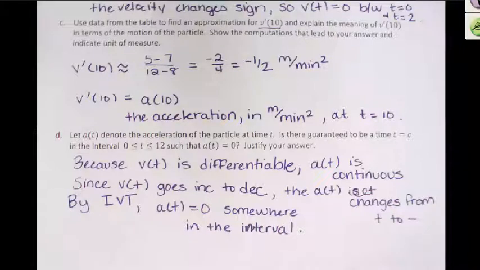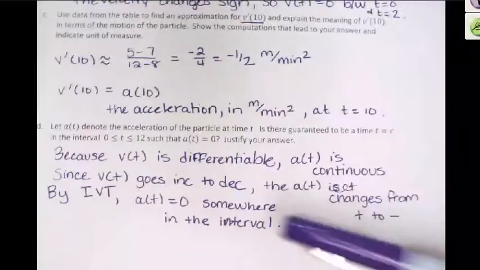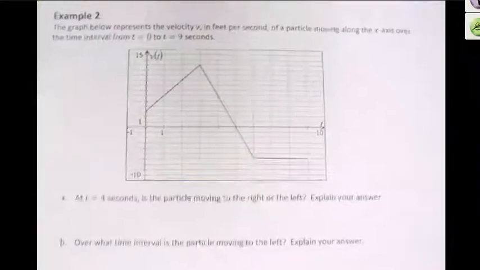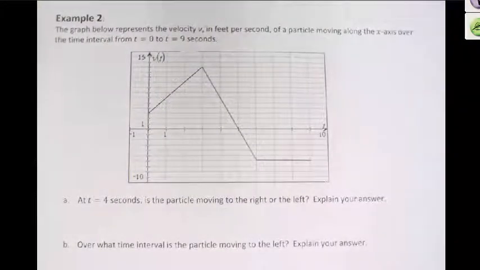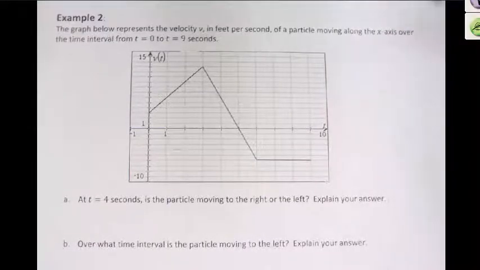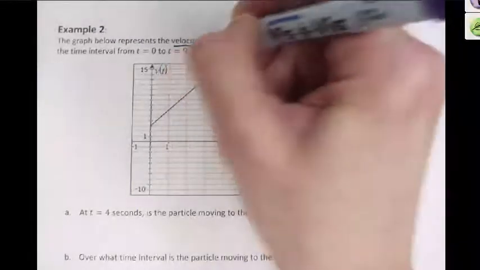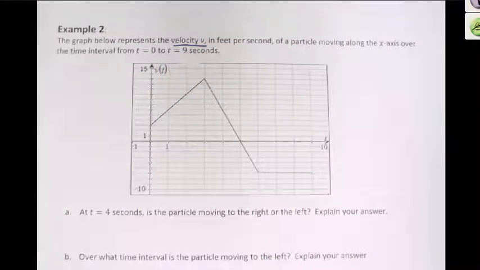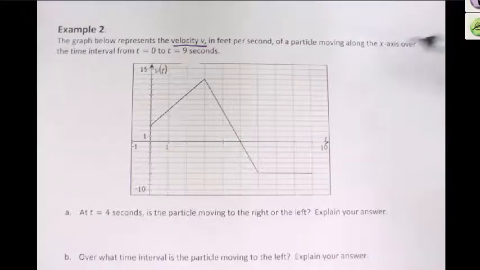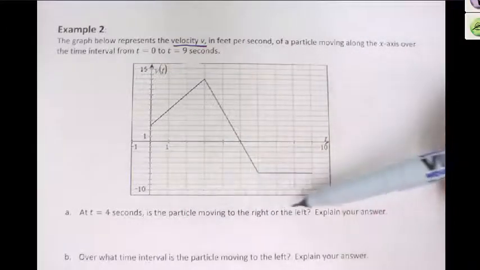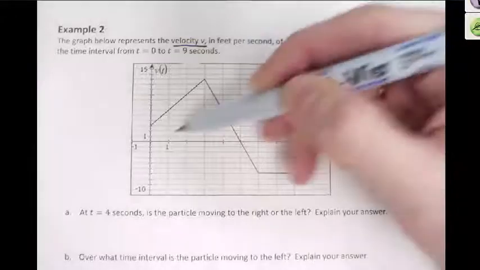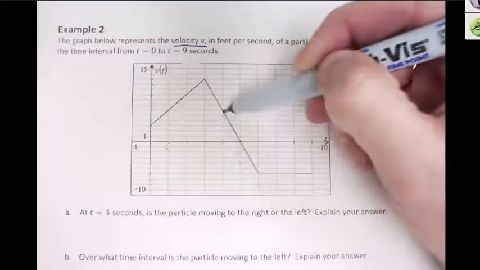Okay, so example 2, that was a table problem. Now we're going to look at a graph problem. And we're going to do a table, a graph, and a function to kind of get a taste of all of them. So if we look at this graph, here we have a graph again of the velocity. Always make sure you read your labels, in feet per second from 0 to 9. It says, at 4 seconds, is the particle moving to the right or the left? So if I look at t equals 4 seconds, 1, 2, 4 would be right here.